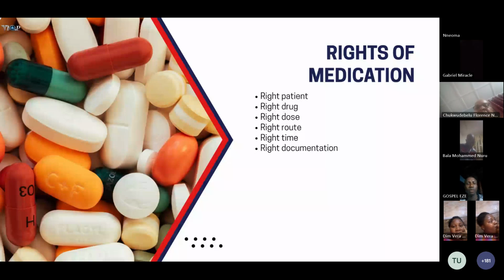Now, the first thing is the right patient. Let's say there's an anaphylactic emergency. Before you give anything, make sure that the EpiPen you are using is right for the person that you're using it for. There is always a name on it. Oh, is this the person? Oh, yeah, she's the one.